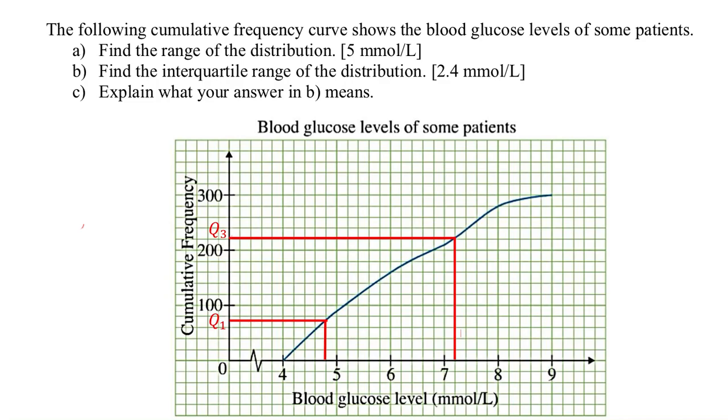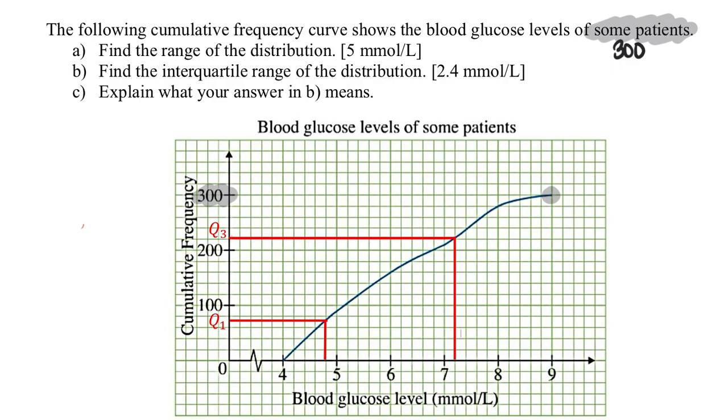Hello everyone, welcome to this video where we are given a cumulative frequency curve which shows the blood glucose levels of some patients, and actually we do know how many patients there are. If I look at the endpoint, I will actually get 300. So this "some patients" is actually referring to 300 of them.